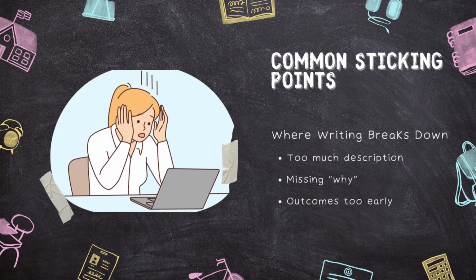Many candidates get stuck when they describe instruction without explaining why. They focus on what students did instead of why instruction was designed that way. And they assume strong teaching speaks for itself. In Component 2, scorers can only evaluate what is explicitly explained.